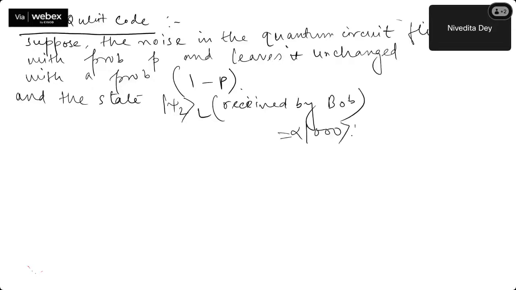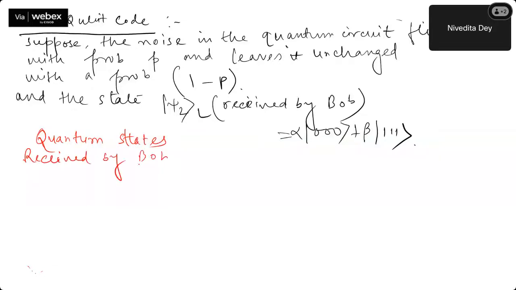Right? So now there can be a particular case. Let me change the color. A few calculations that we want to do: the quantum states received by Bob, either erroneous or not erroneous, we will be calculating it, followed by the probability.